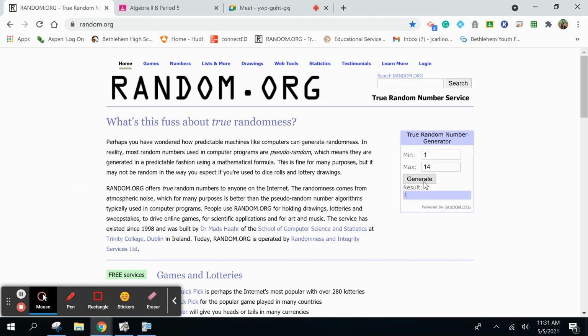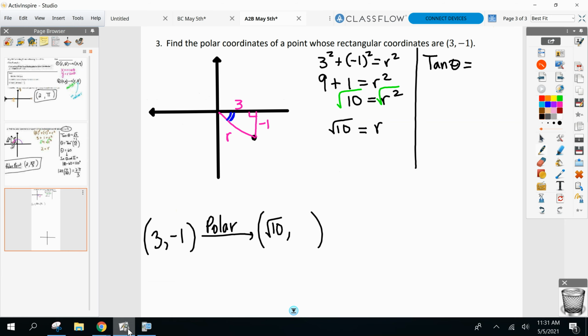Liz, you're good today. Bassett, what's the opposite side here of that angle I'm looking for? -1. And what about adjacent? 3. 3, good job.